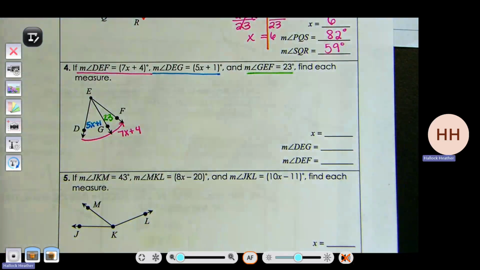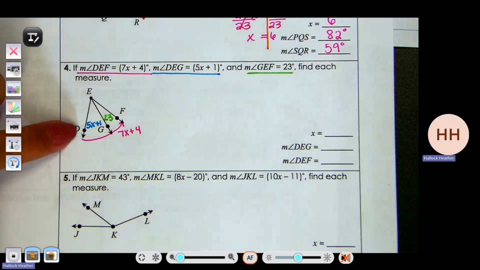Okay, so there's my picture. Does anybody think they know the equation? Piece plus piece equals whole. Can anybody tell me what the whole thing is equal to? 7x plus 4. If you're writing an equation, it should not be equal to 23. What is it equal to? Or tell me your equation. Yeah, tell me the equation.